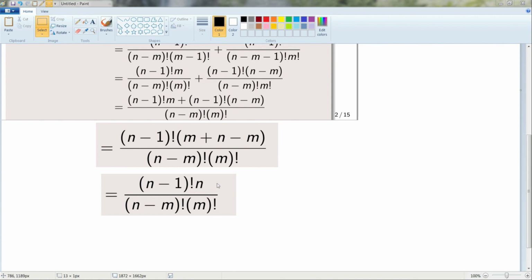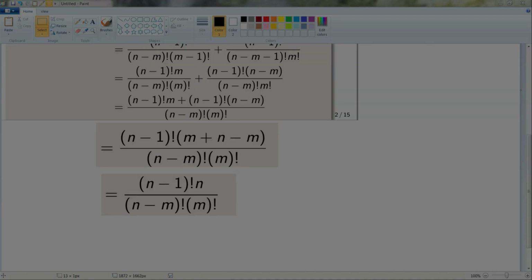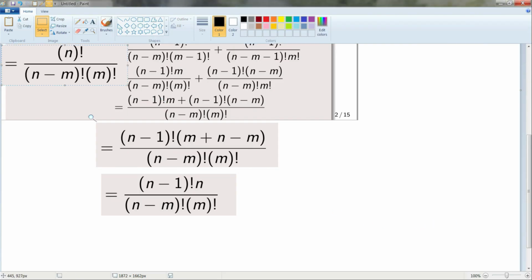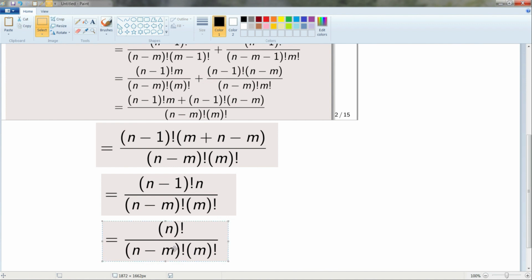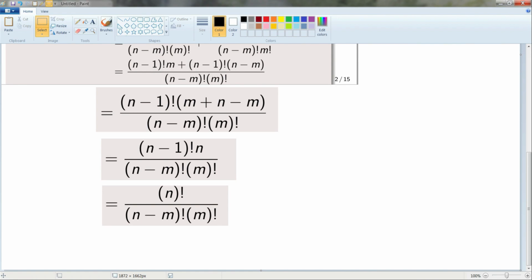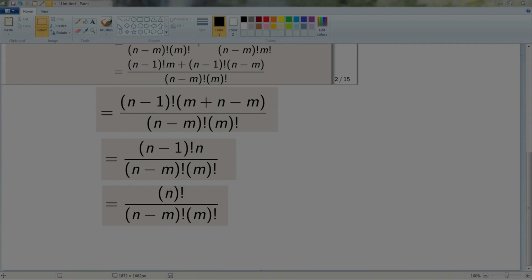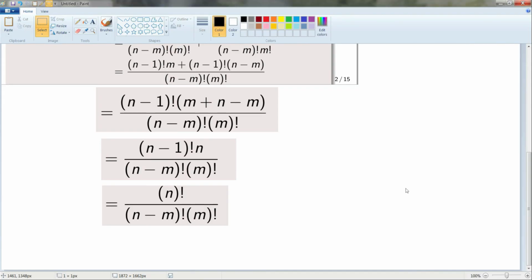Next, I can note this whole thing here, just by definition, is n factorial. So this whole expression simplifies to simply be n factorial divided by n minus m factorial times m factorial. And by definition, this is the definition of n choose m. So I am now done with the proof.